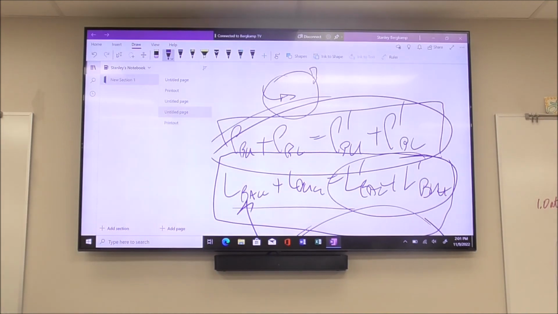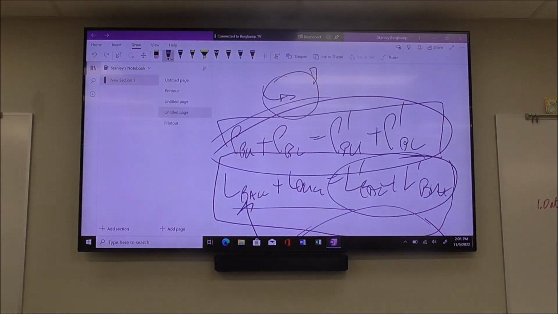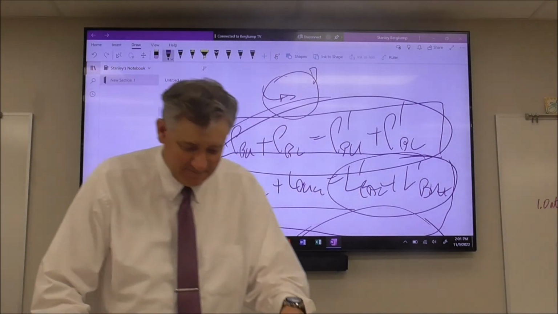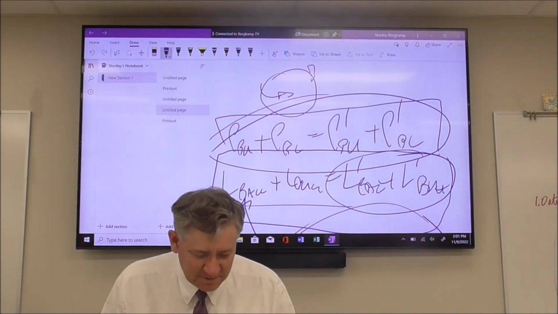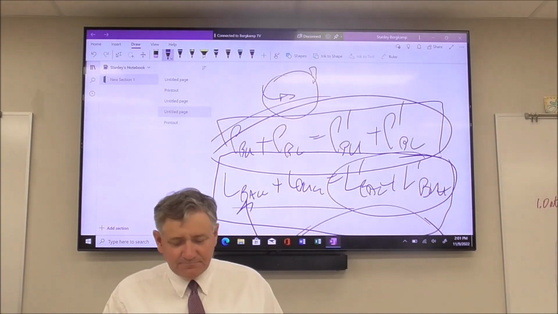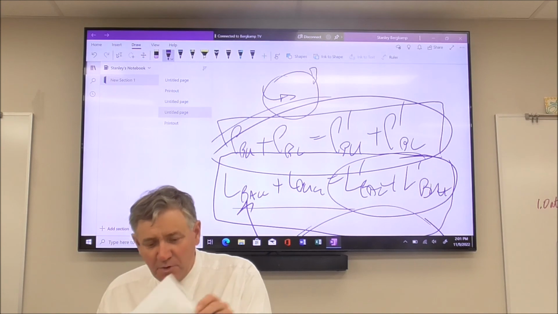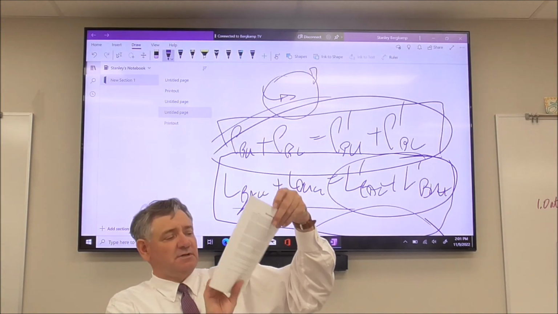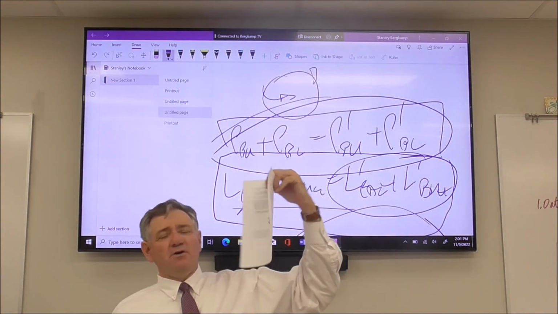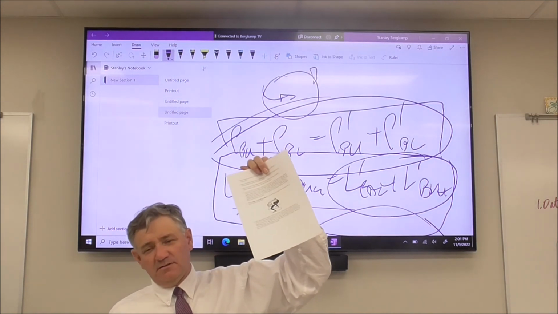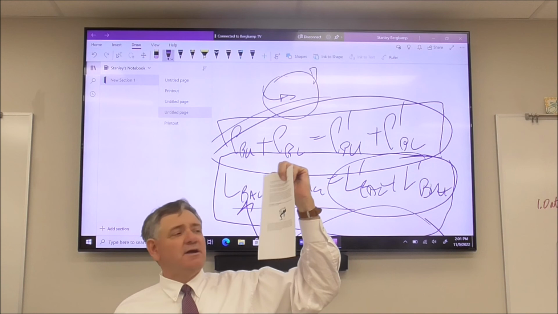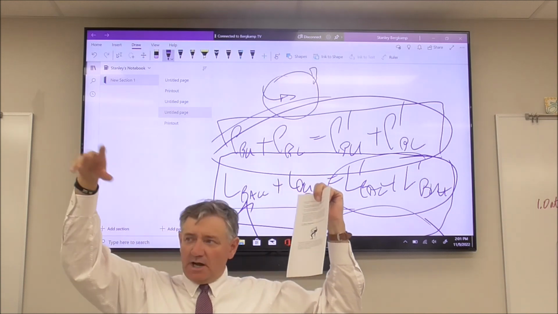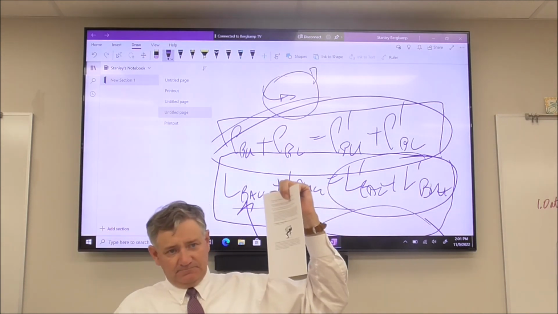So speaking of the review, if push comes to shove, if you have no time for anything else, make sure you can work number 14. This is one where a ball is dropped, it hits the ground, and bounces up.